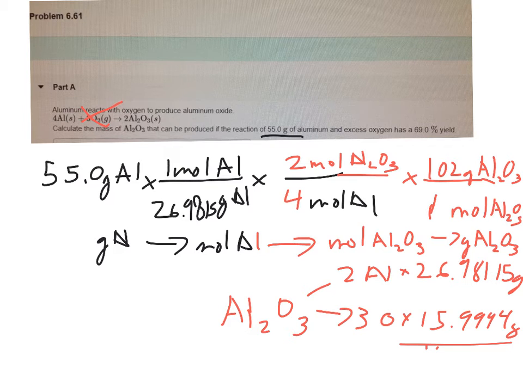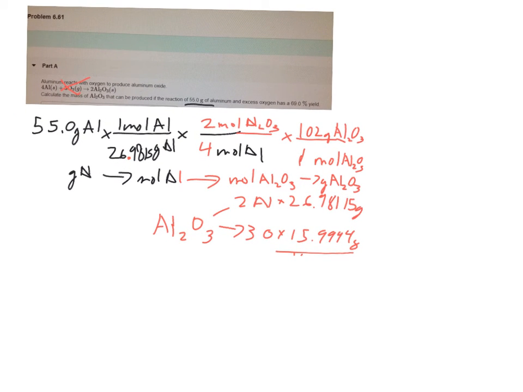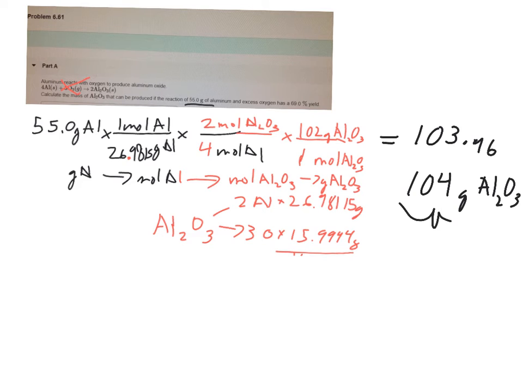And that gives you, oh, there's a decimal there, right? You can see that. Whoops. That gives us 103.96 on our calculators, or 104 grams of aluminum oxide. Now, this is how much we should be able to produce in theory if we use that entire 55 grams of aluminum. That's our theoretical yield. That's how much we should be able to make.